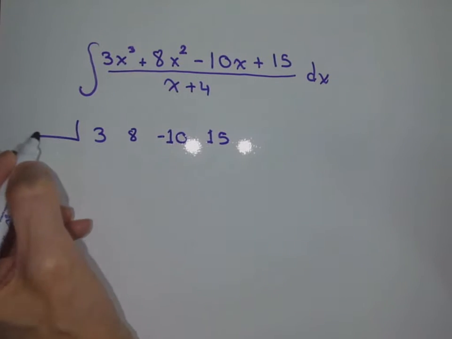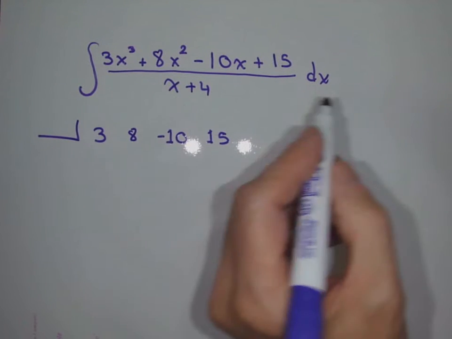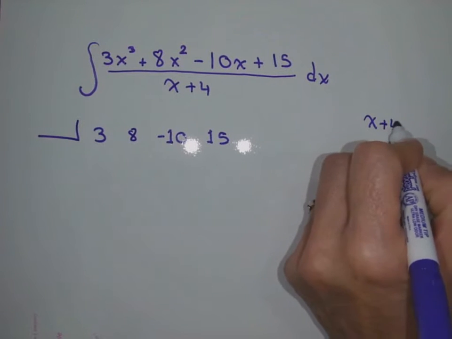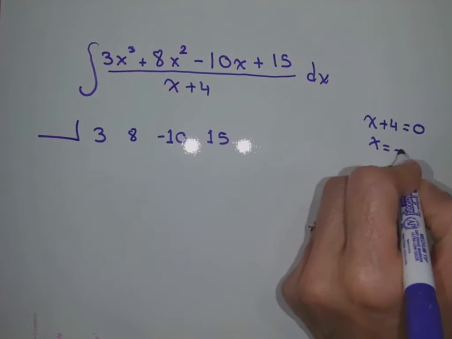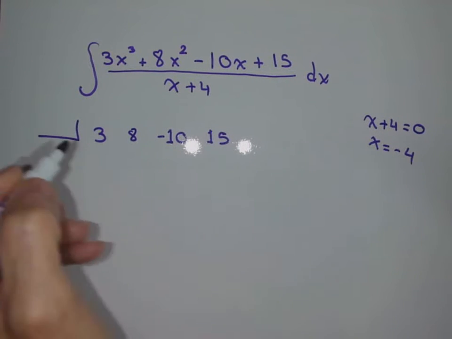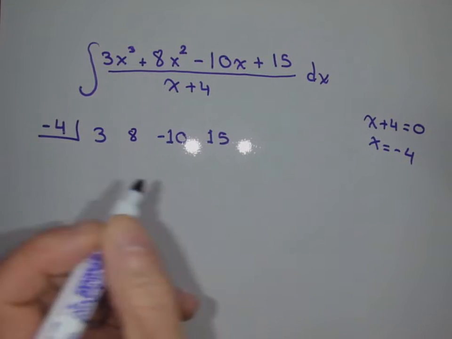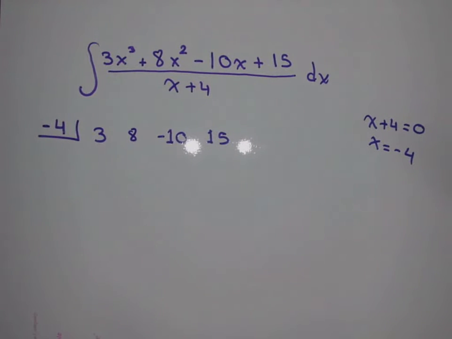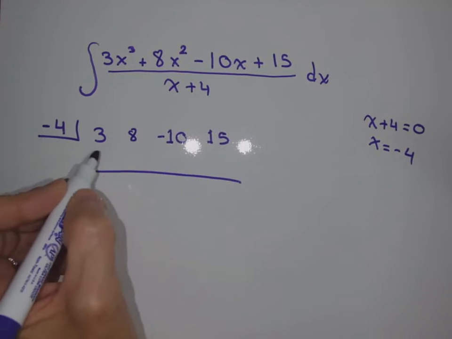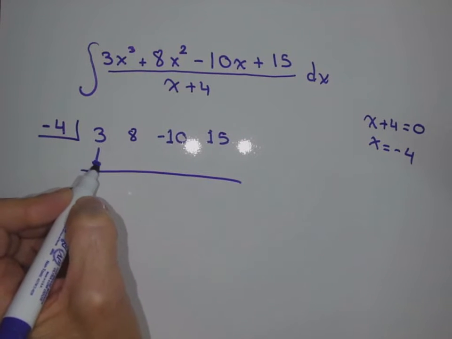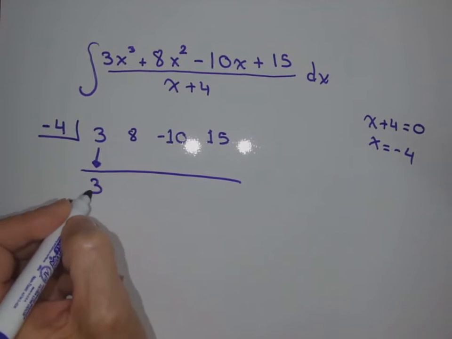And then in the box here, I'm going to look at what is it I'm using to divide. So x plus 4, but I want the 0 of that. I want the x, right? So I'm going to use a negative 4. So that's where that comes from here. We use the opposite of what we have here in the box. And now we're going to leave one blank line here. And we're going to bring the first one down because we need something to start with. So we put the 3.